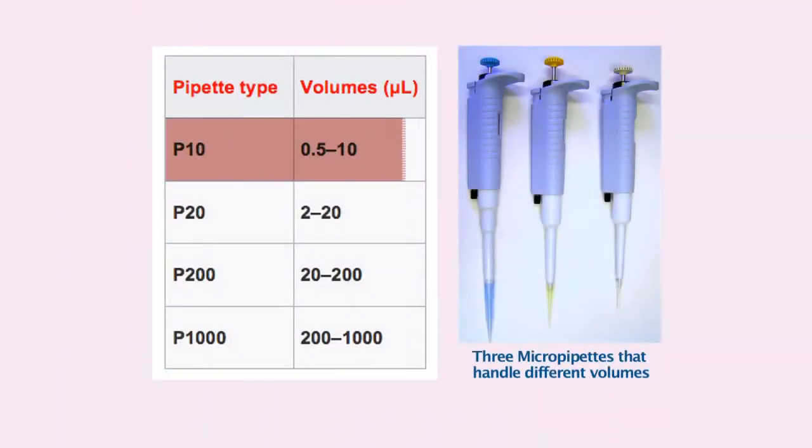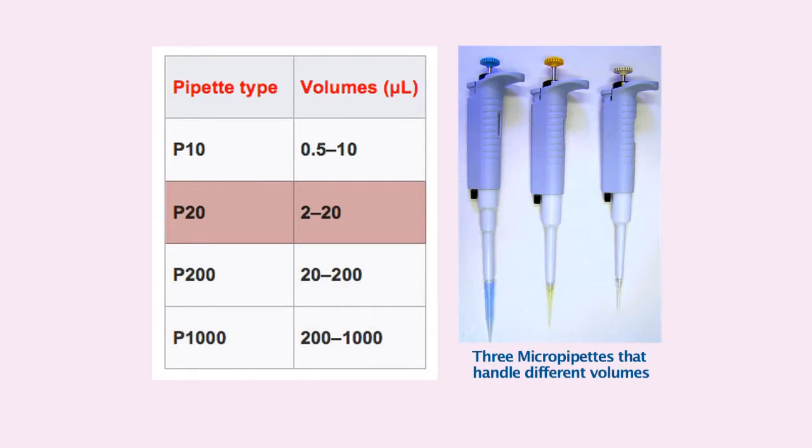Micropipettes may come with a set fixed volume or may be with a volume range, such as the P10 with a range of 0.5 to 10 microliter, P20 with a volume range of 2 to 20 microliter, P200 with a volume range of 20 to 200 microliter, or a P1000 with a volume range of 100 to 1000 microliters. The general steps for using a micropipette are as follows.